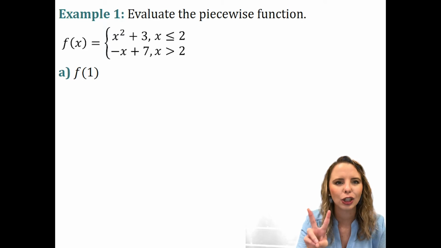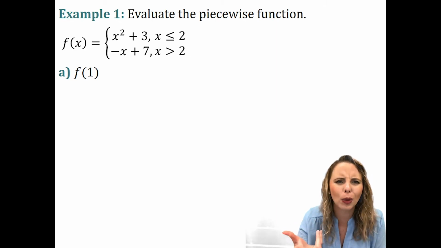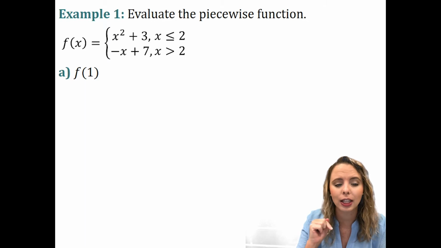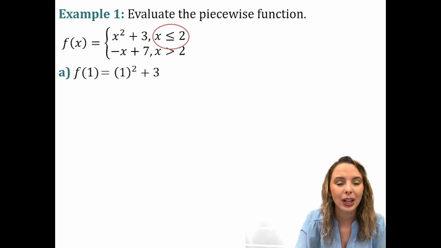But we see two functions. We don't need to plug 1 into both functions. We only need to plug 1 into one of the functions. But which one's the right one? Here's your question. Is 1 less than or equal to 2, or is 1 greater than 2? 1 is less than or equal to 2. So that means we need to use x squared plus 3. So we're going to say 1 squared plus 3 is 4.